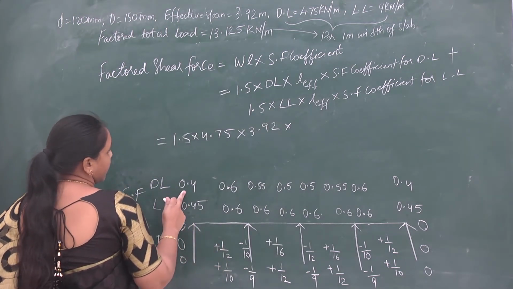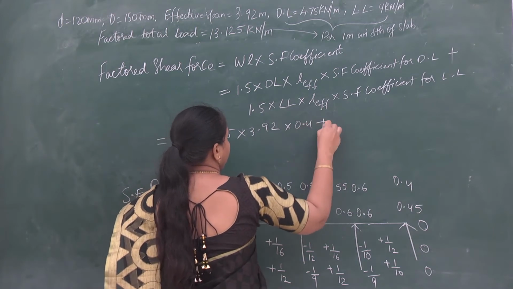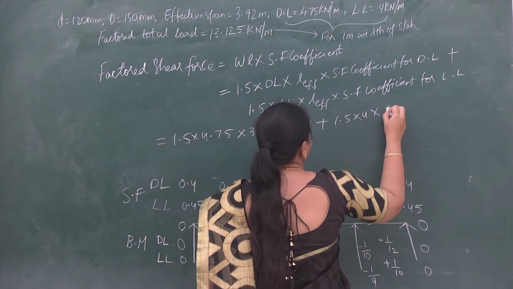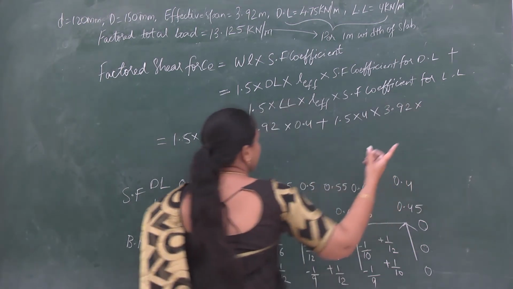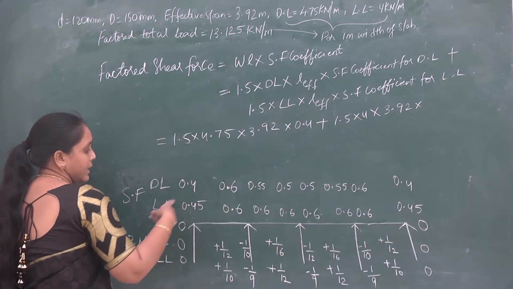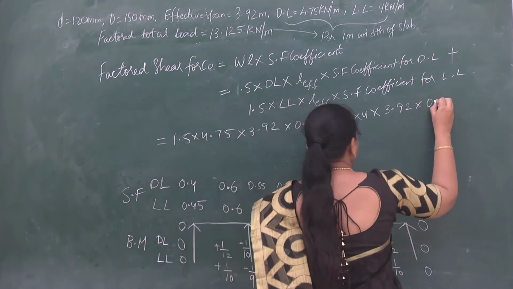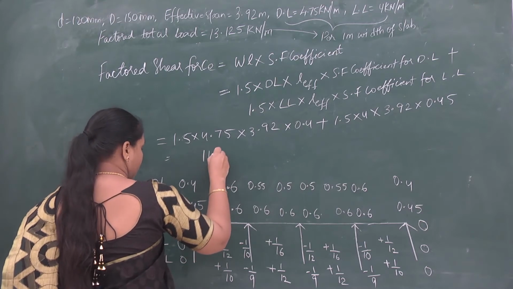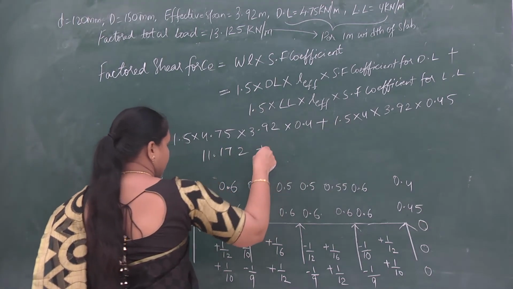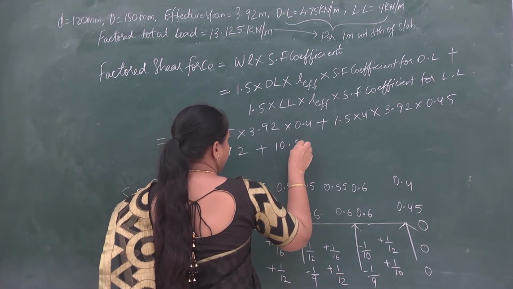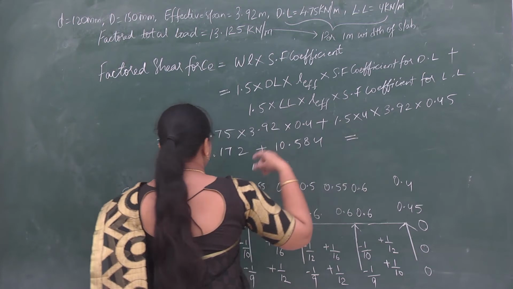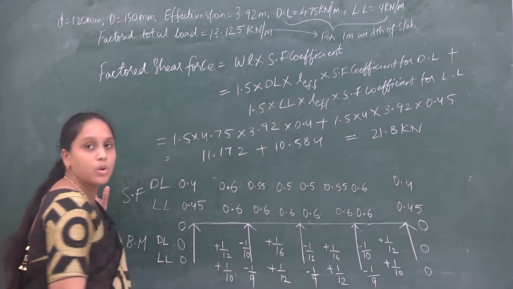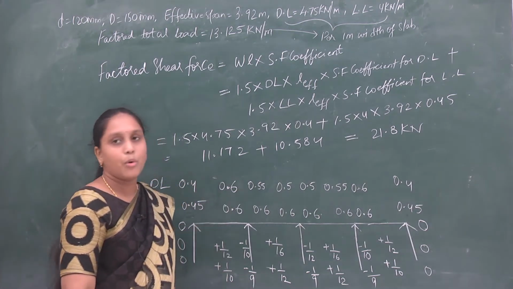What is the shear force coefficient for dead load? It is 0.4, into 0.4, plus 1.5 into live load. What is the live load? 4 into L effective. So what is L effective? It is 3.92, into the shear force coefficient for the live load at this end support. I am calculating here, so it is 0.45 into 0.45. If you calculate this, you will get a value of 11.172, and if you solve this, you will get a value of 10.584. So in total you will get a value of 21.8 kilonewton. So the shear force at this end support is 21.8 kilonewtons.